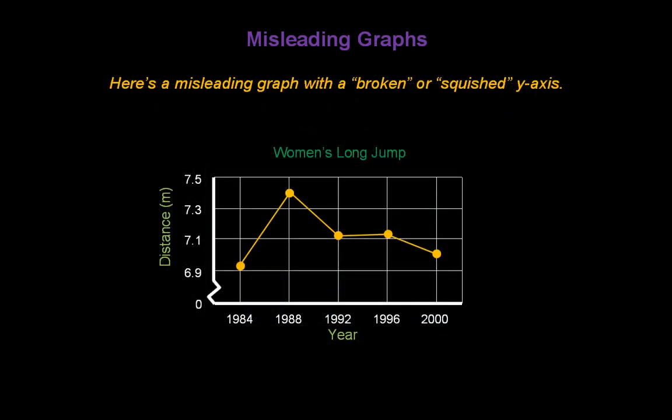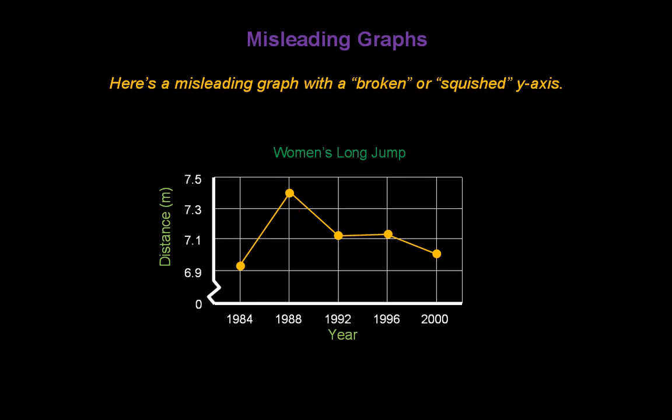Here's another misleading graph with a broken or squished y-axis. This is the women's long jump, and the distance is on the vertical axis and the 4-year increments are on the horizontal axis. Because we have a squished axis, the very first interval represents 6.9 meters when all the other intervals just represent 0.2 meters. Because of that, we're going to have a misleading graph.